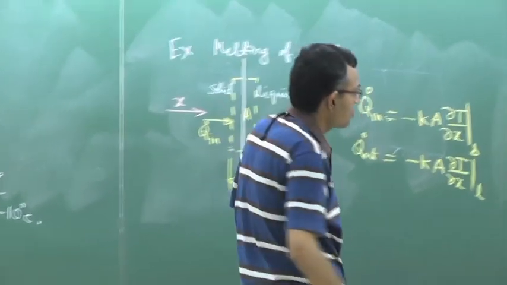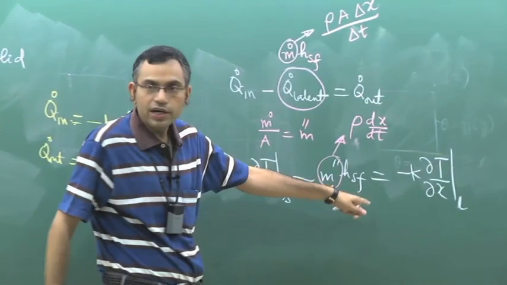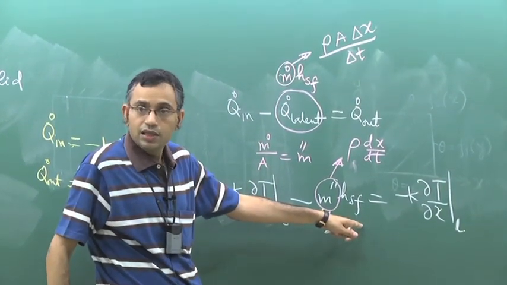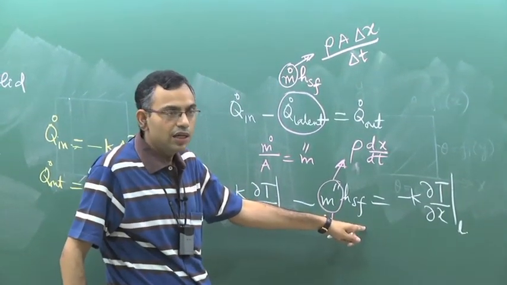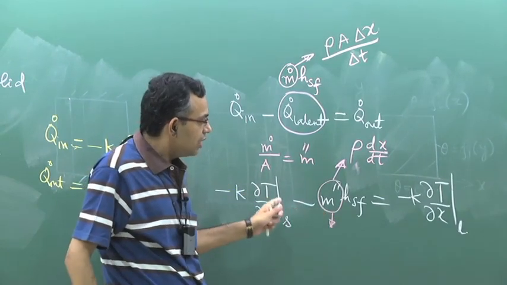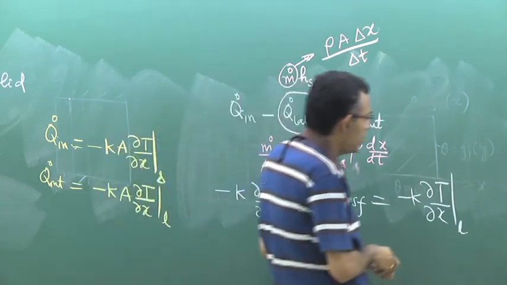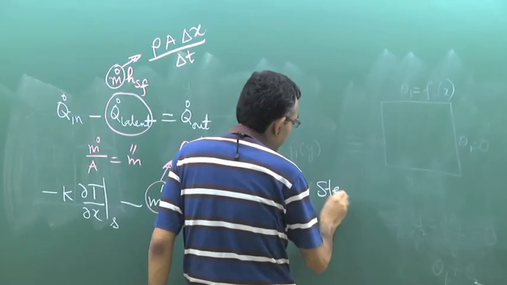Now, this type of boundary condition in heat transfer is an interfacial boundary condition known as the Stefan boundary condition.